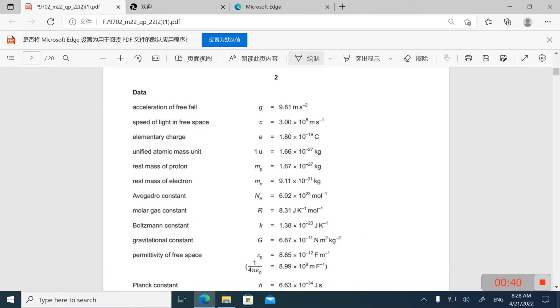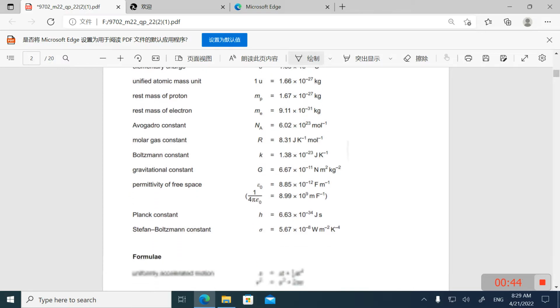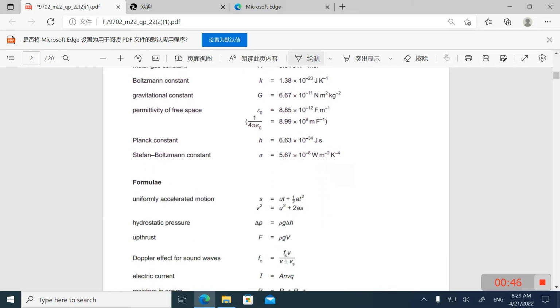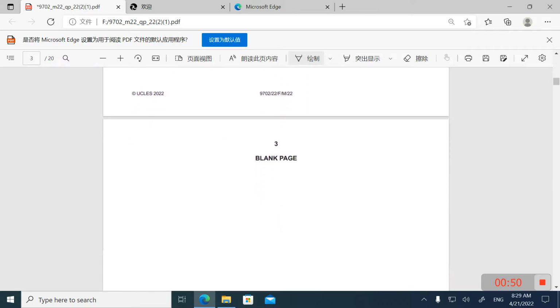Keep it in mind, in the new syllabus the data booklet is here, with all the constant values and equations. Some new equations are in this one, so please must go through these ones.